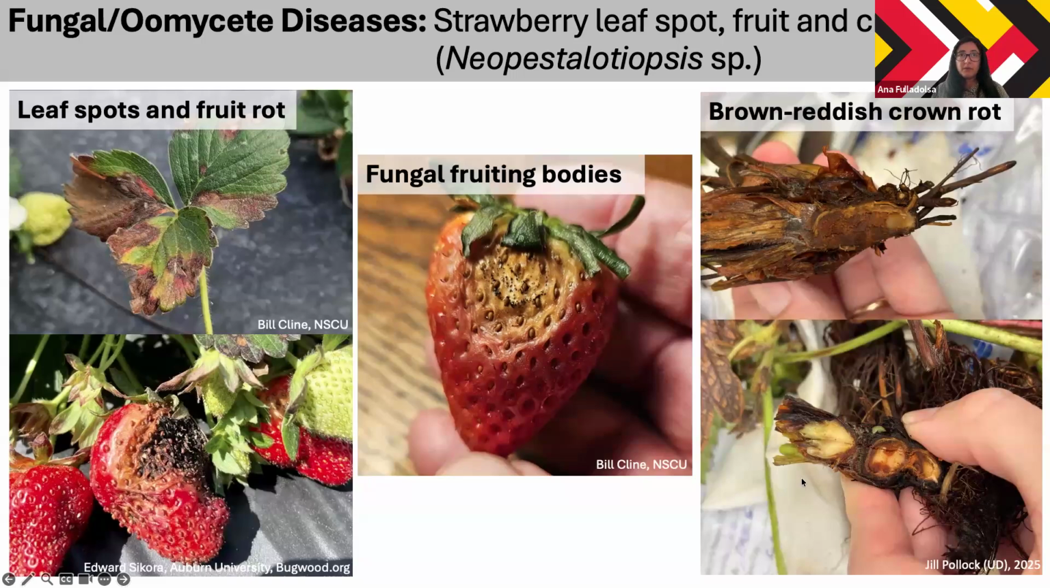Here is the third pathogen that can cause crown rot, which is Neopestalotiopsis. If you work with strawberry, you might know that Neopestalotiopsis also causes leaf spots and fruit rot. We'll start with the crown rot over here. It's a brown reddish crown rot. Unfortunately, it looks a lot like the Colletotrichum and the Phytophthora crown rots.